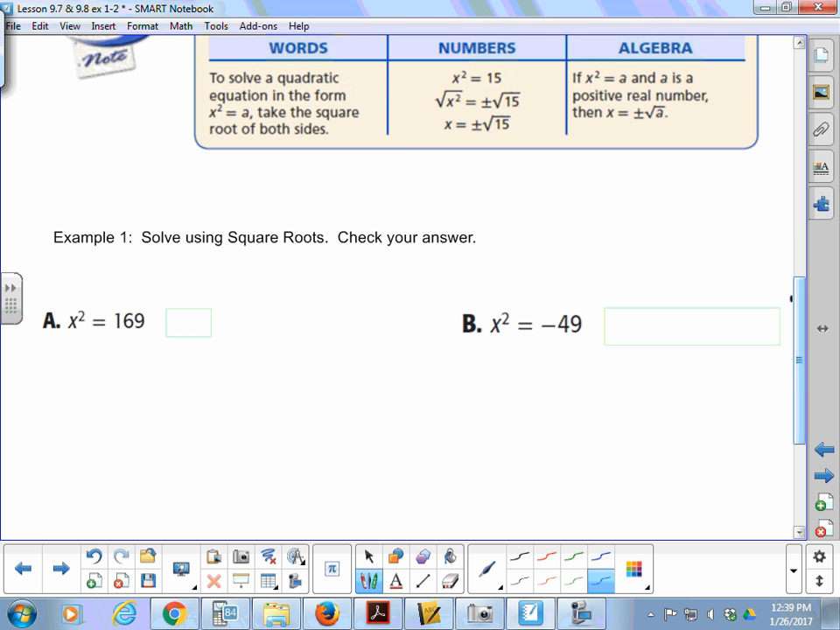So x squared equals 69. So I want to actually see from you, taking the square root of both sides. And when we're solving equations, and we take the square root of both sides, we get two answers if a is positive.